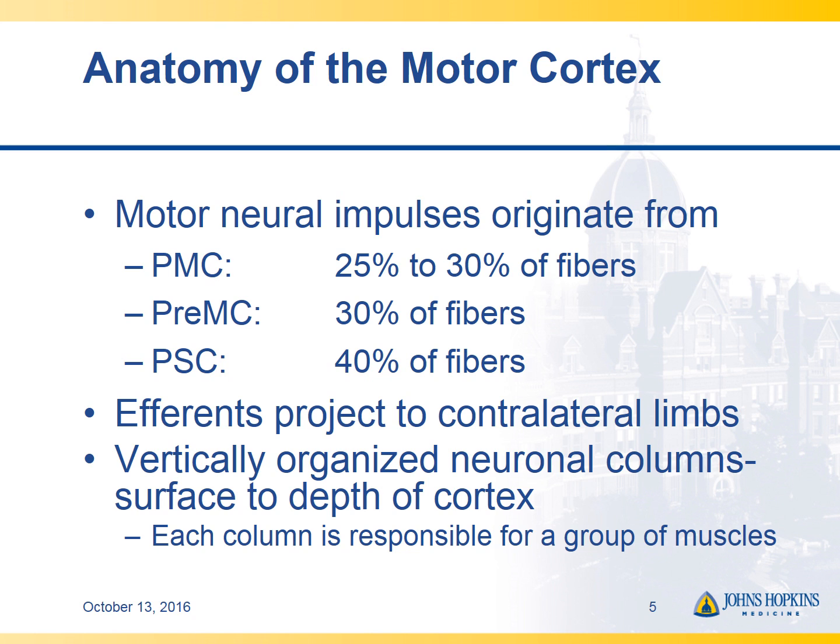So motor neural impulses originate from the primary motor cortex on 25 to 30% of fibers, the premotor cortex about 30% of fibers, and then the primary sensory cortex 40% of fibers. So the efferents project to contralateral limbs. There are vertically organized neuronal columns from the brain surface to the depth of the cortex, and each of these columns is responsible for a group of muscles.